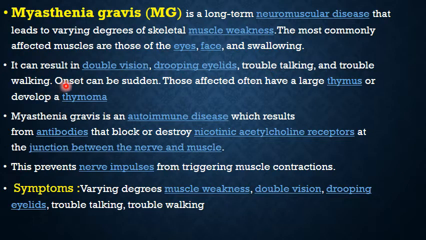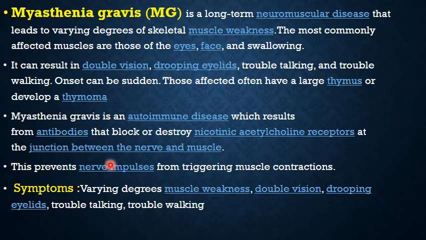and trouble in walking. The onset might be sudden or might be insidious according to the cause, whether it is due to the thymoma or due to the thymic hyperplasia. It's an autoimmune disease, the result of antibodies that block or destroy the nicotinic acetylcholine receptor at the junction between the nerve and the muscle. So this will prevent the nerve impulse from triggering muscle contraction.